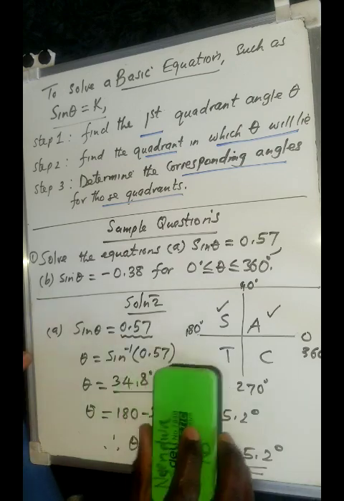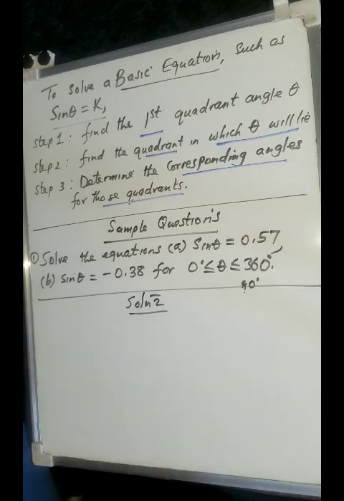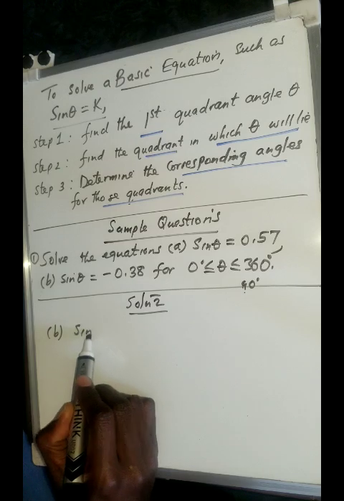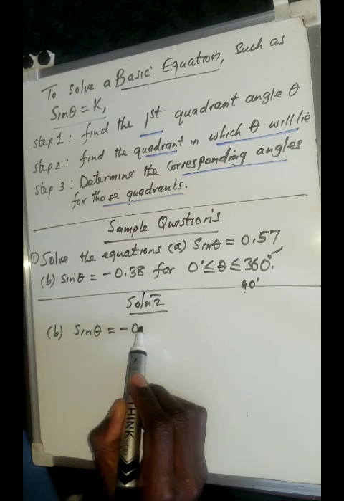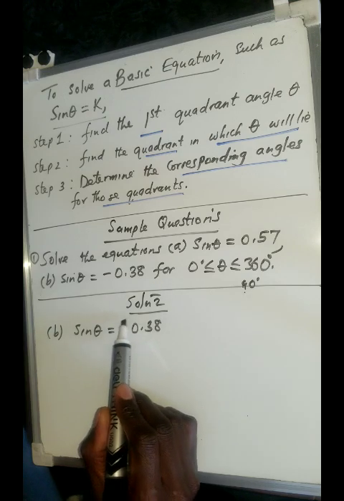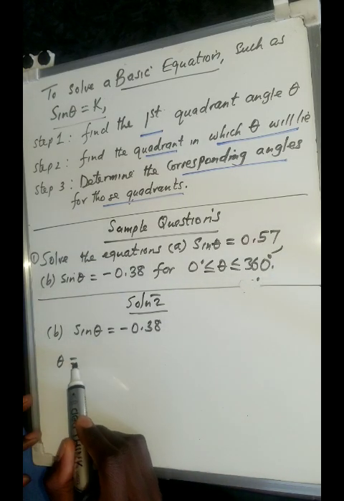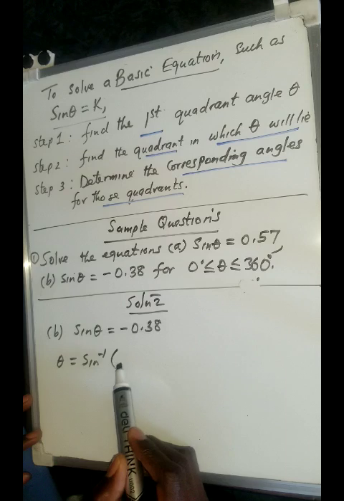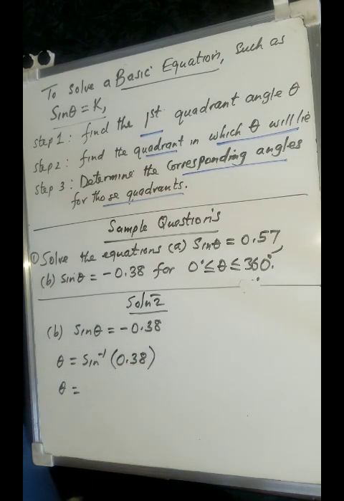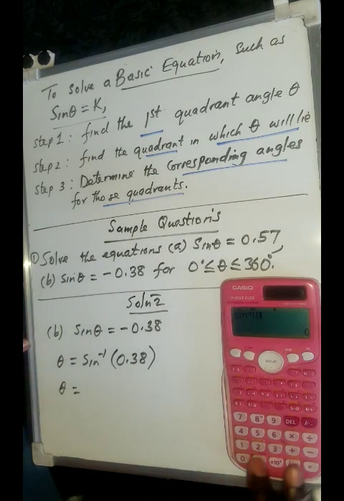All right. So let's look at another one, the B part that we have. The B part says that we solve sine theta is equal to negative 0.38. But you notice the value I'm having here has a negative. So first of all, you can ignore the negative by finding the angle in the first quadrant. So theta will be equal to sine inverse of 0.38. That's what you do. You can ignore that negative, but that negative is very important. So it is going to be sine inverse of 0.38.